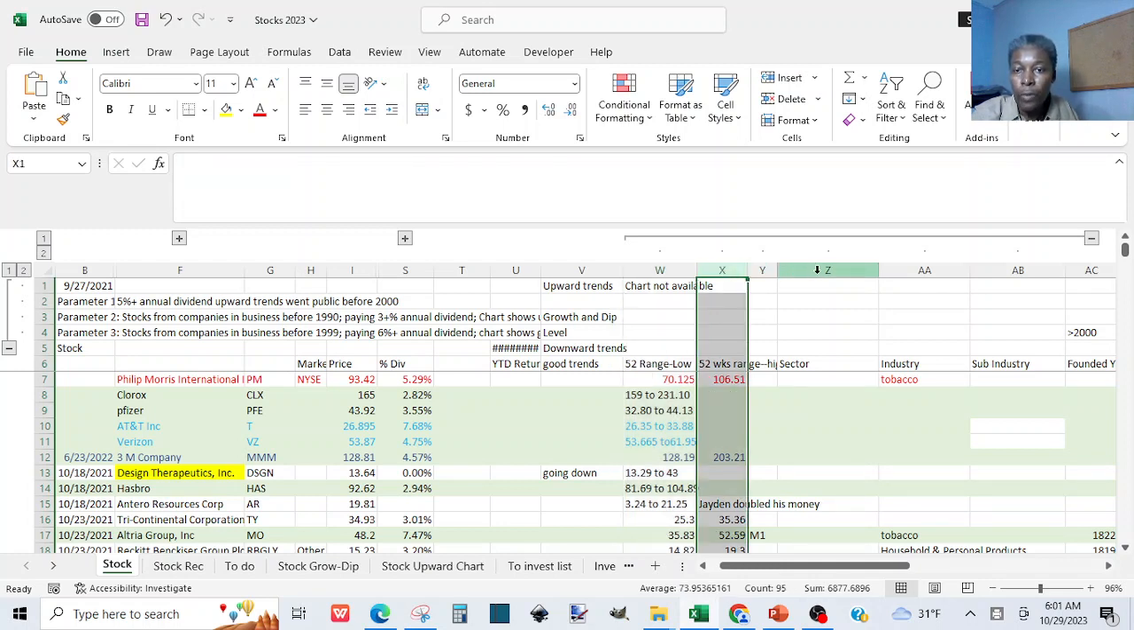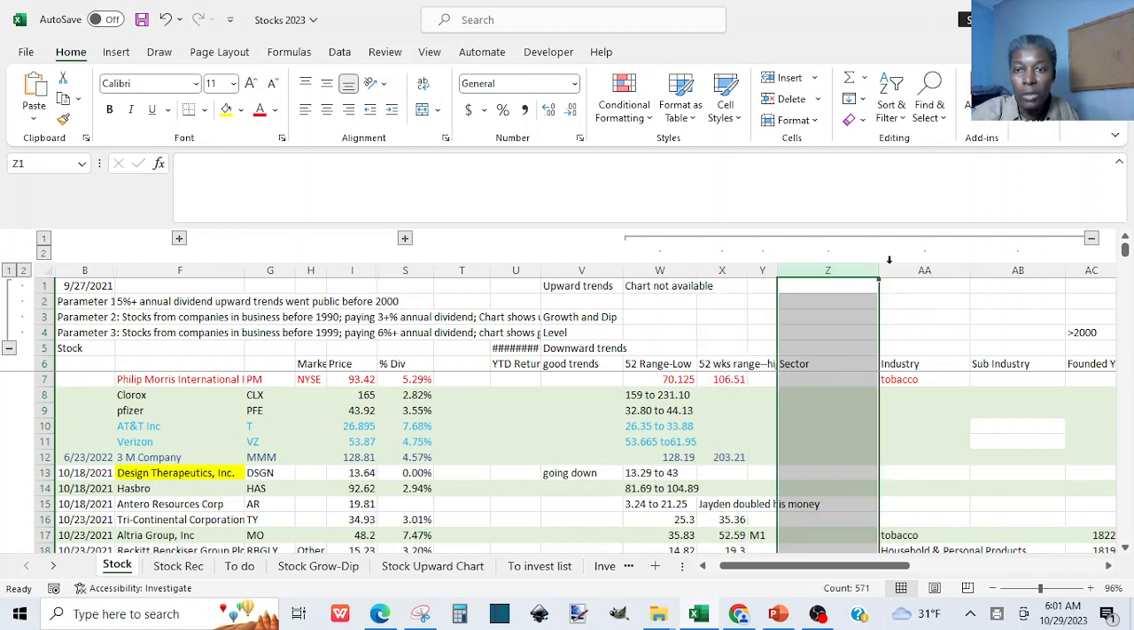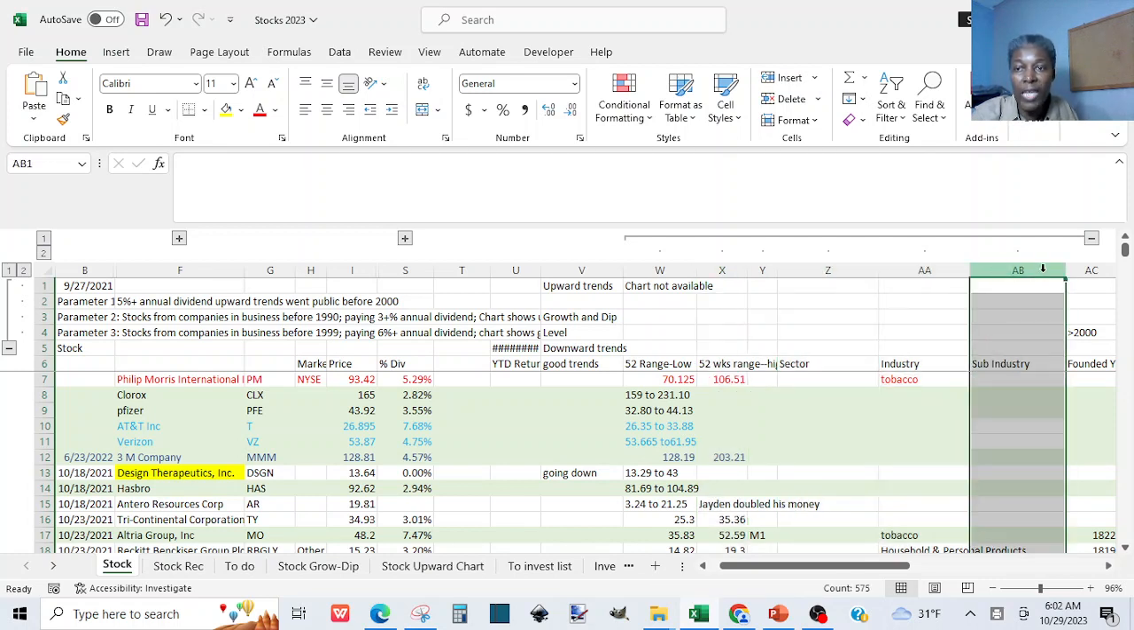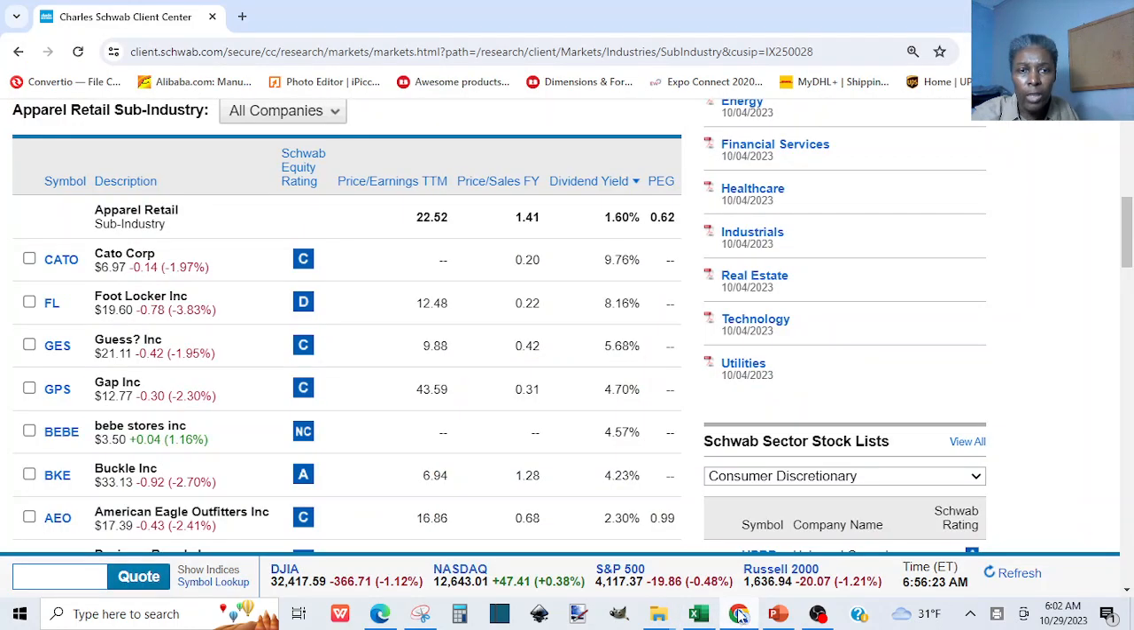You want to have a column for the sector, the industry, the sub-industry, and the year it went public. And it's good to have a column for the month of the quarter that it pays dividends as well. So when you have your spreadsheet design, then you go back and copy from this page. You type the name of the companies and the symbol into your spreadsheet.